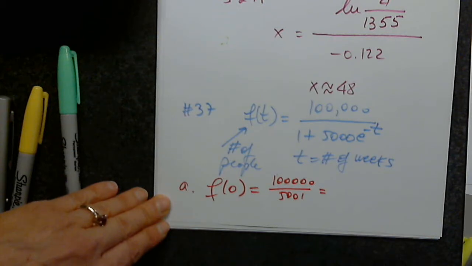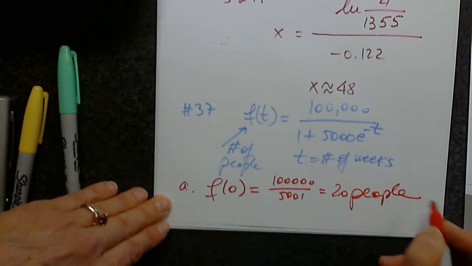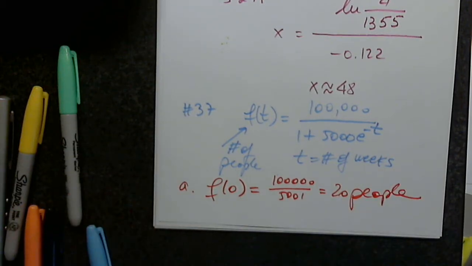No approximations? 20. Okay? If it's 20.1, it's still 20. If it's 20.8, it's still 20. I can't round down number of people. Good. Part B. How many people were ill by the end of the 4th week?